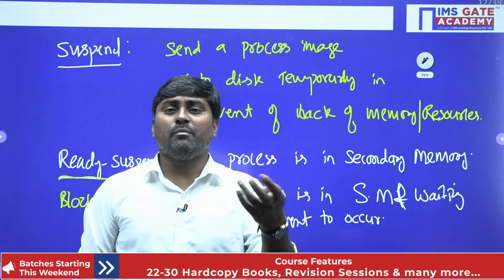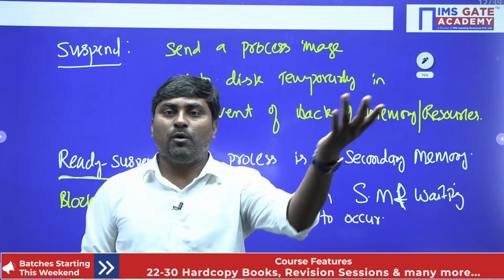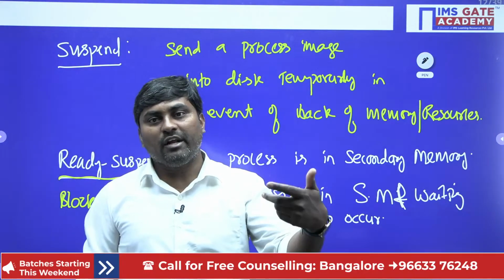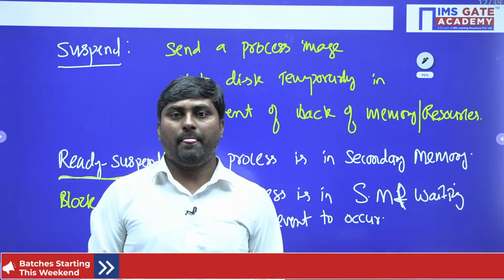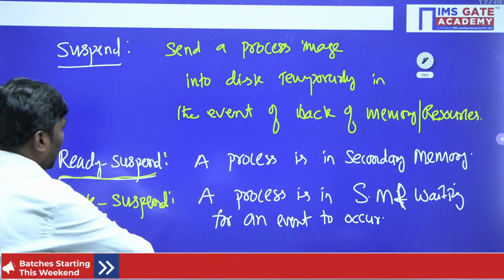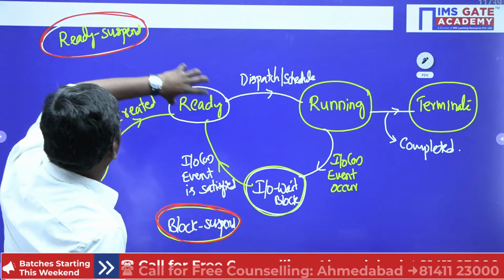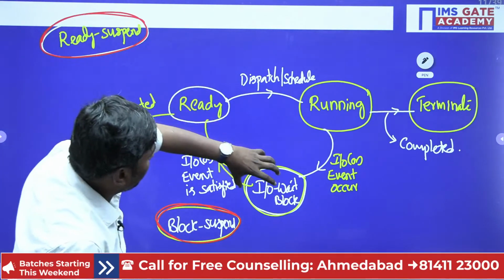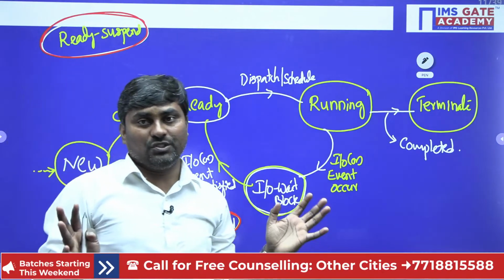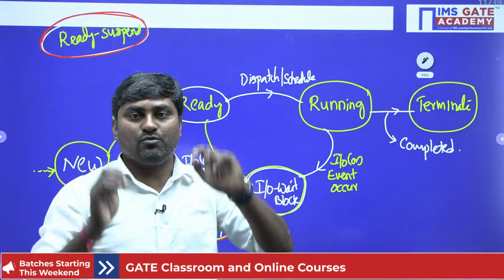It's just waiting for an event, for example waiting for IO to be completed, or it may be waiting for another process to respond, or maybe a system call to occur. Is it clear, all of you? I'll come to this state again. Sometimes a process from the ready state we suspend into secondary memory, and sometimes a blocked process also we suspend into secondary memory. What are the circumstances?